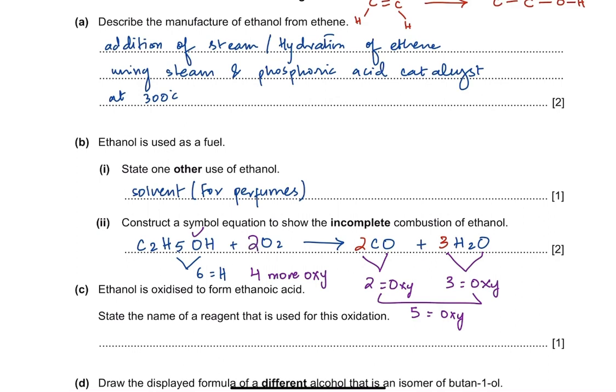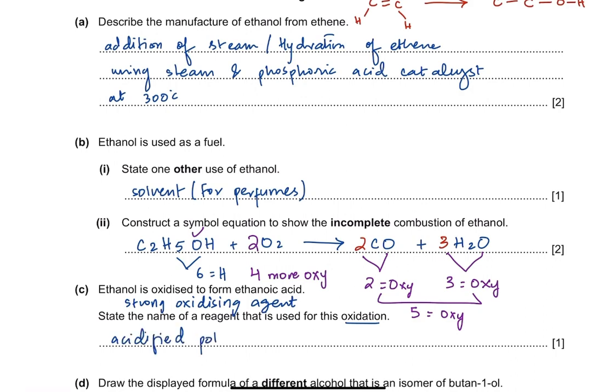Ethanol is oxidized to form ethanoic acid. State the name of the reagent that is used for this oxidation, which means a strong oxidizing agent. What is a good, strong oxidizing agent that oxidizes ethanol? That is none other than acidified potassium manganate.